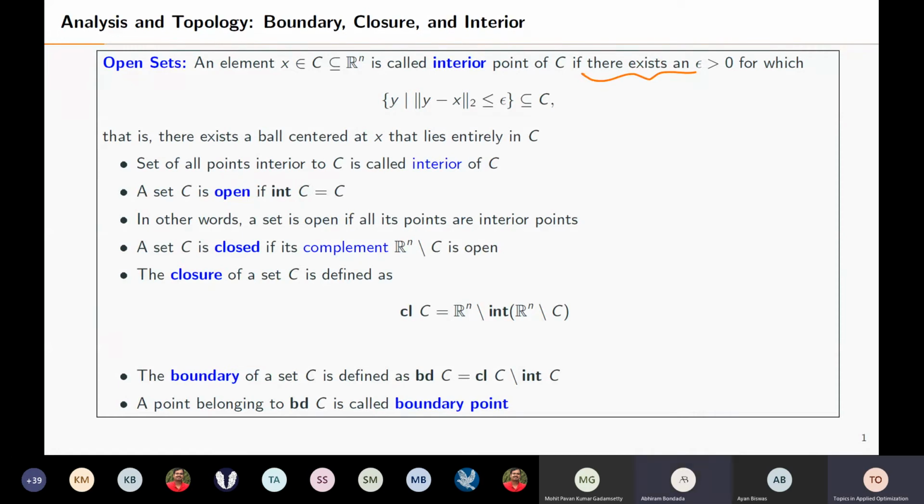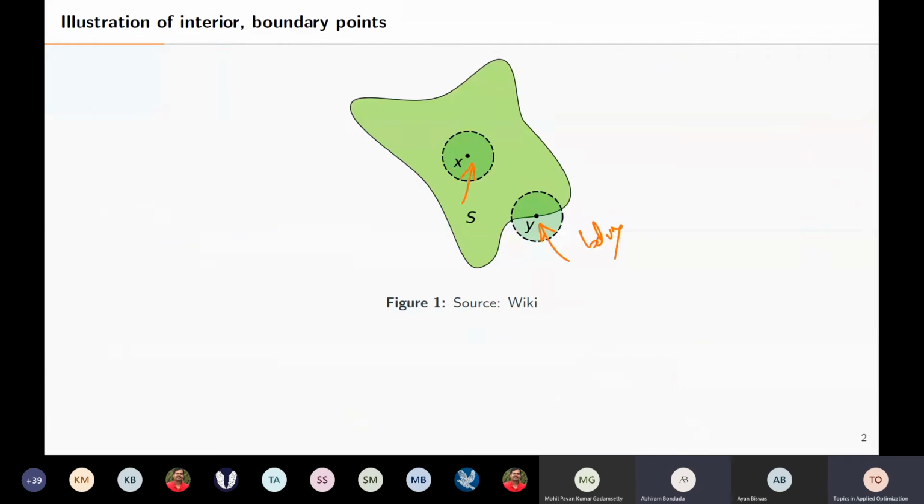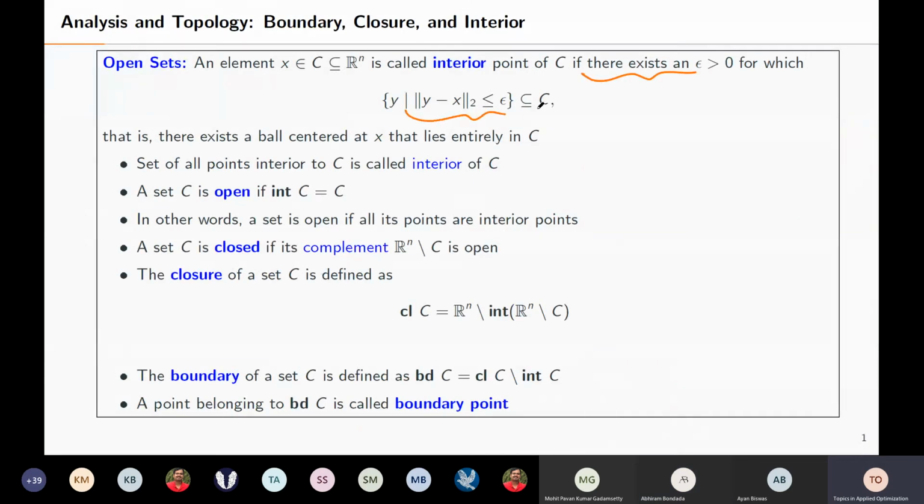Sir, in the integer line case, suppose we are taking all the integers, and I take epsilon as 1. Then that ball contains one point. So the whole ball should be inside the set, the whole thing should be a subset. In your case, if I take 1 minus epsilon and 1 plus epsilon, and you say epsilon to be what?